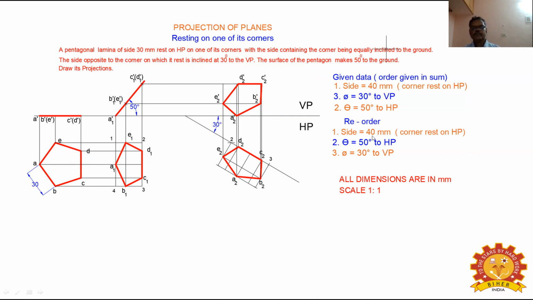The side is given as 40 mm, theta is given as 50 degree to HP, phi angle is given as 30 degree to VP. Because it rests on HP, the second step is inclined to HP angle 50 degree. The phi angle is given as 30 degree. First draw the pentagon, keeping A as a corner point. Mark A, B, C, D, E.